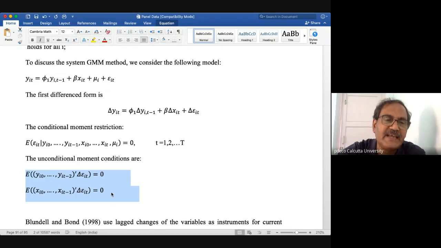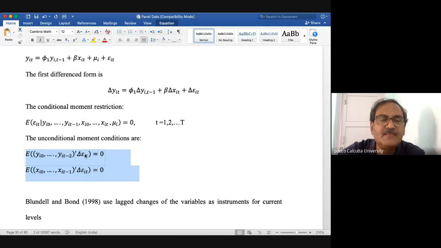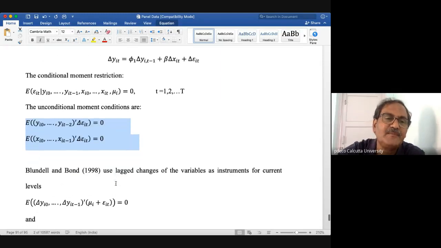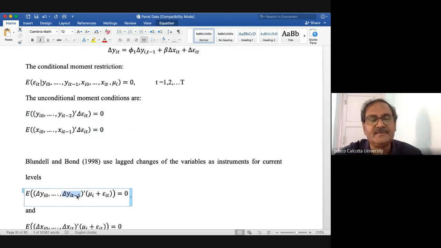Now what is the extension developed in Blundell and Bond? Along with this moment condition already used in Arellano-Bond, they consider another set of instruments by taking the past differences, delta yi0, delta yi1, in this way up to delta yi,t-1. The past differences are also used as the instrument, which are not used in the Arellano and Bond model.